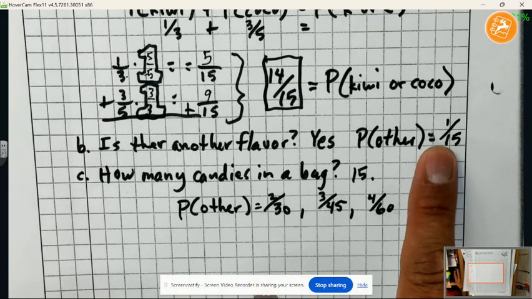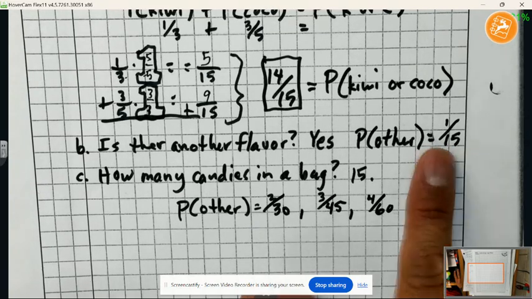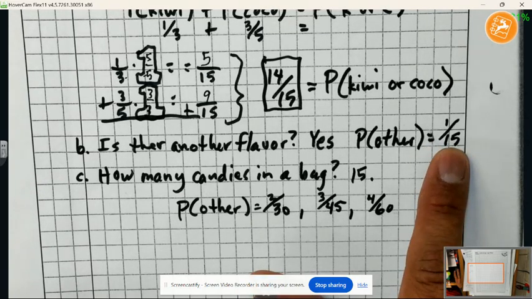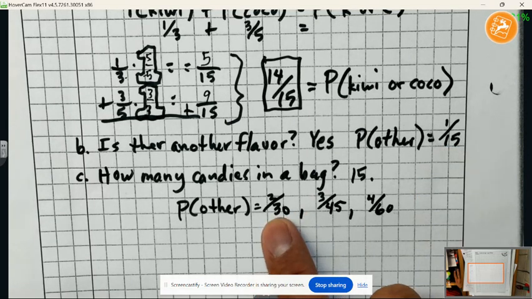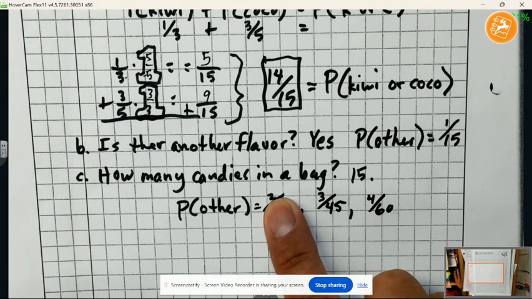So are there 15 candies in the bag? And the answer is no. There's not just one other flavor. There can be 2 other flavors, because the probability of getting those other flavors is 1/15th. There can be scrumptious strawberry and tasty tangerine.